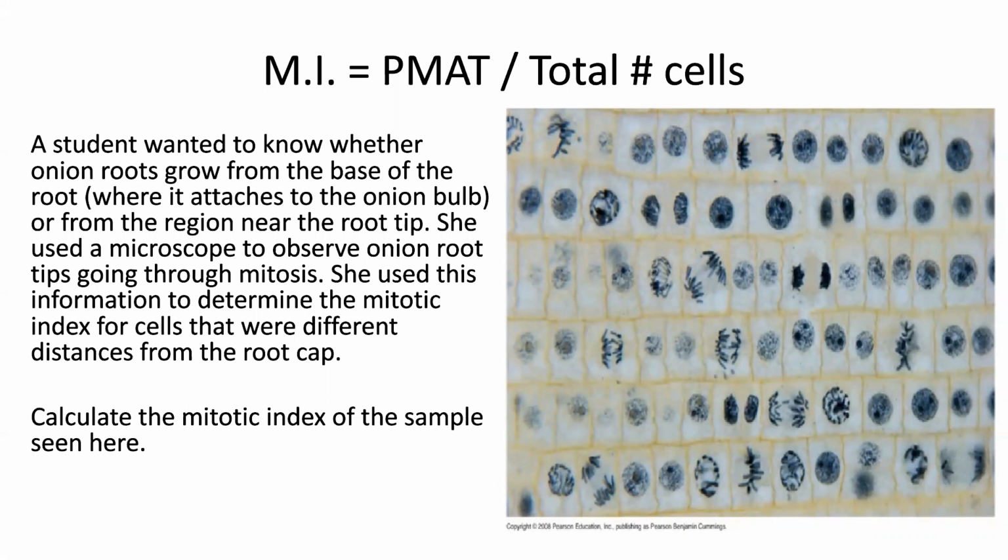And what you do then is you can put it into a table and compare. So areas that have higher mitotic index numbers are doing more mitosis. So in this example, the student calculated mitotic index and found that the rate was higher at the root tip. That means that there is more mitosis occurring at the root tip, and so that's where most of the growth is coming from.